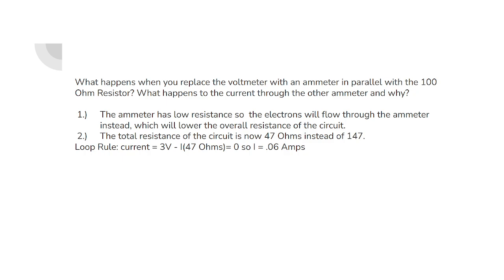So what happens when you replace the voltmeter with an ammeter in parallel with the 100 ohm resistor? What happens to the current through the other ammeter and why? The ammeter has low resistance, so the electrons will flow through the ammeter instead, which will lower the overall resistance of the circuit. The total resistance of the circuit is now 47 ohms instead of 147 ohms, where the loop rule says that 3 volts minus I times resistance equals 0, where we calculate I to be 0.06 amps instead of 0.02.